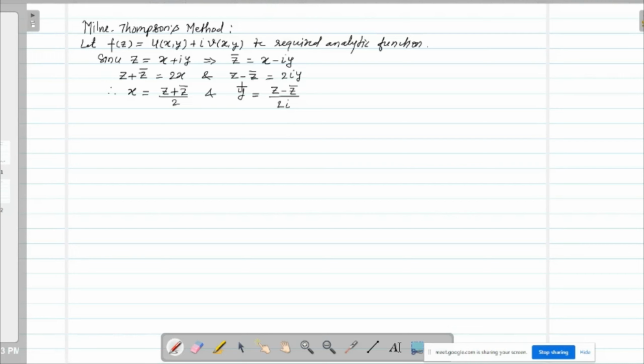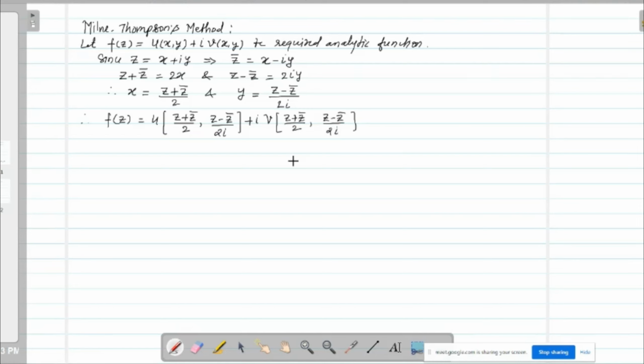Now put these values over here. Therefore we have the function f(z) equal to u of ((z plus z bar)/2, (z minus z bar)/2i), and plus i times v of ((z plus z bar)/2, (z minus z bar)/2i).